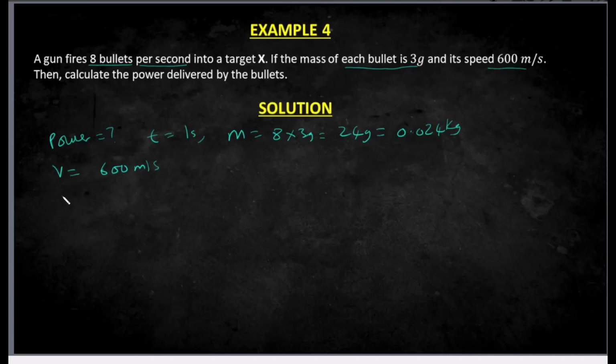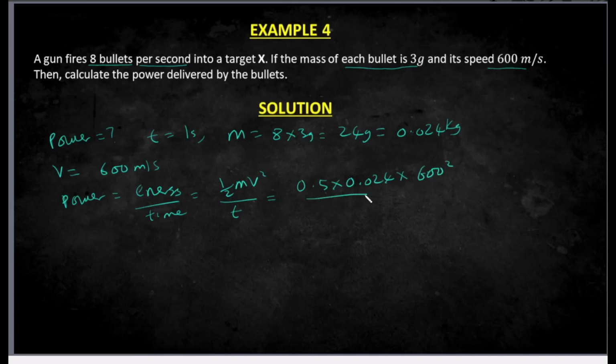Now we want to find power. So therefore, power is energy over time. And now which energy does the bullet possess? It possesses kinetic energy, which is half mv square. Because the bullet is moving, it possesses potential and kinetic energy over time. Then the half, 0.5, the mass is 0.024, and the velocity is 600 to the power of 2. The time is just 1 second.